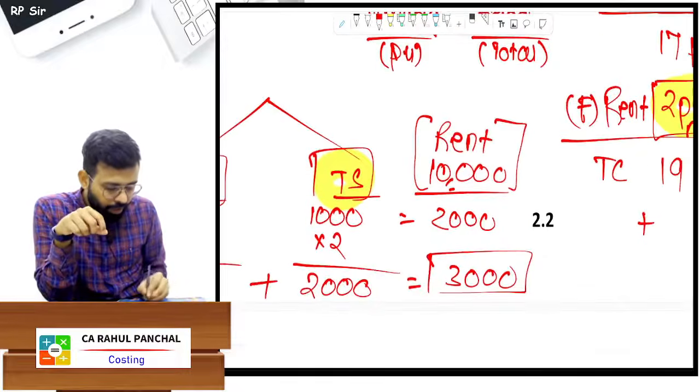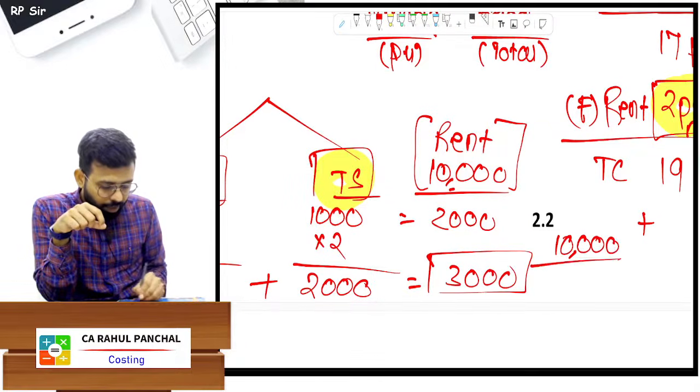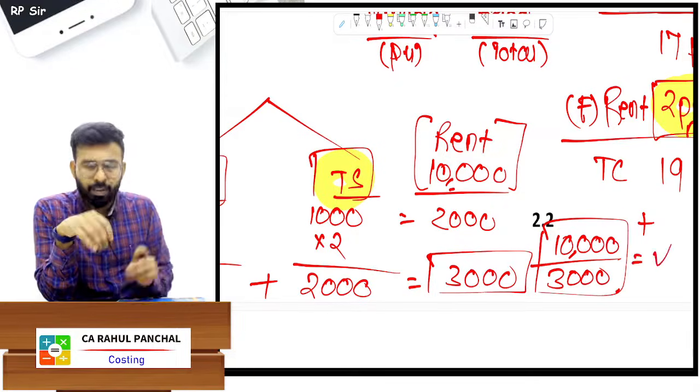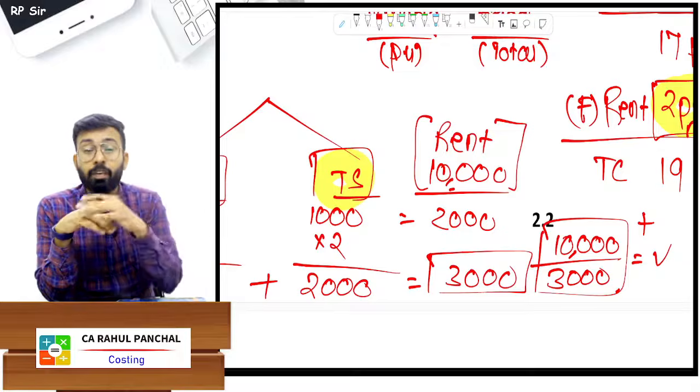Now what I can do is, my rent is 10,000. That will be divided by 3000 hours. That is based on labor hours. And that is how I will recover. I will arrive at one rate and that will be recovered from the customer.